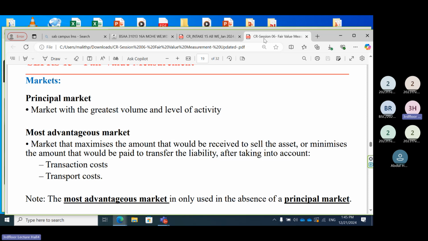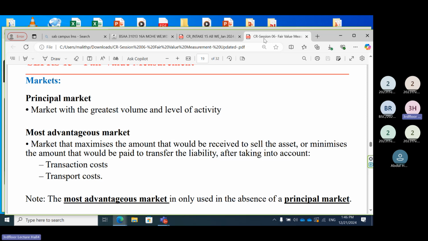And then the most advantageous market. If you don't have a principal market, for some items you can't measure the volume and the activities. You may have different markets. At that time, you have to decide what is the most advantageous market for your company.